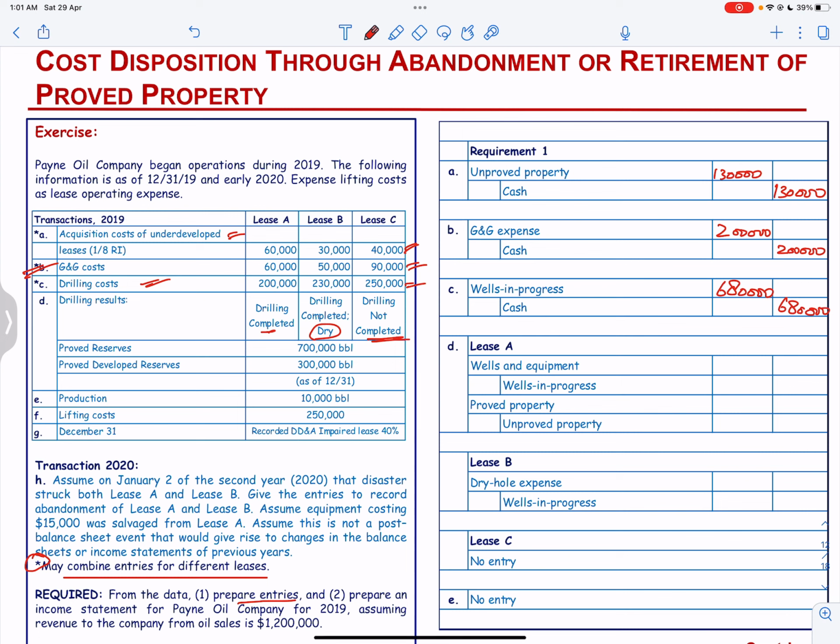Then we go to number D. These are the drilling results. The drilling was completed, and because it was completed, it means the wells in progress are going to be transferred to wells and equipment, and you can see it was for 200,000. And because this is completed, the unproved property will be reclassified as a proved property, and that is going to be 60,000.